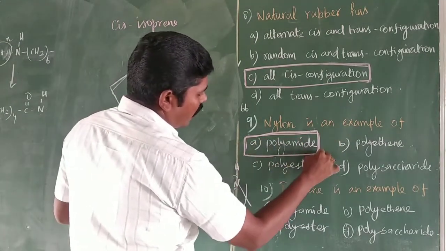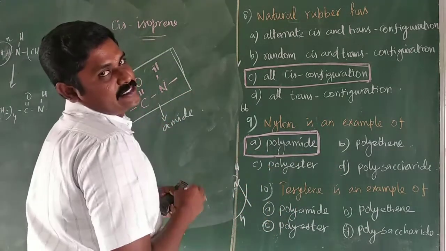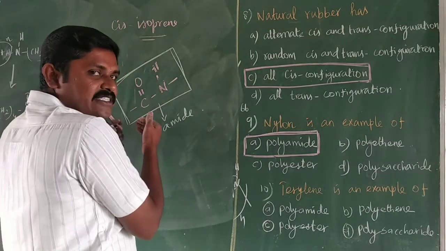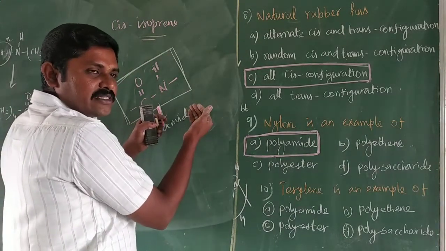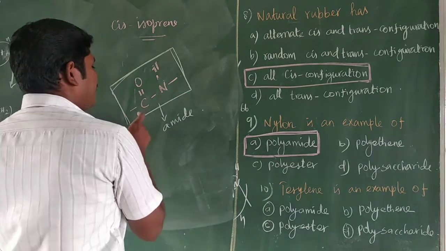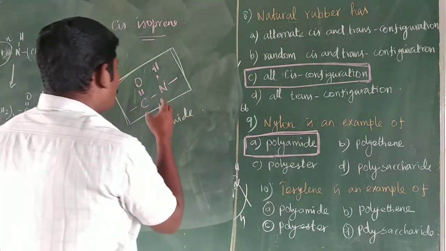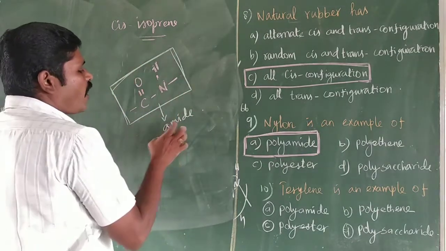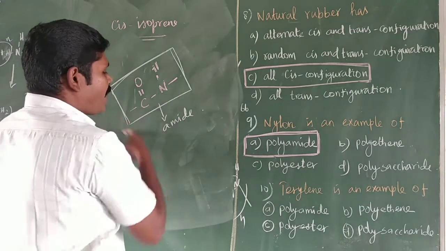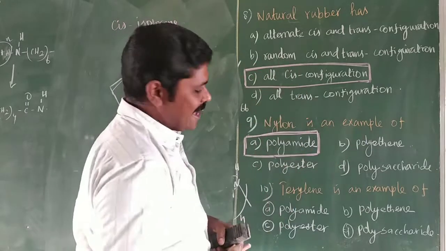So nylon is an example of polyamide. Already you know nylon 6,6: adipic acid and hexamethylene diamine combined give a number of polyamide linkages, that is, amide linkages. So nylon is an example of polyamide.